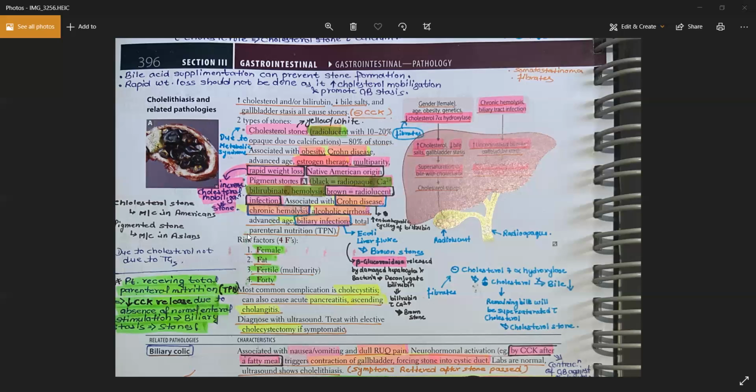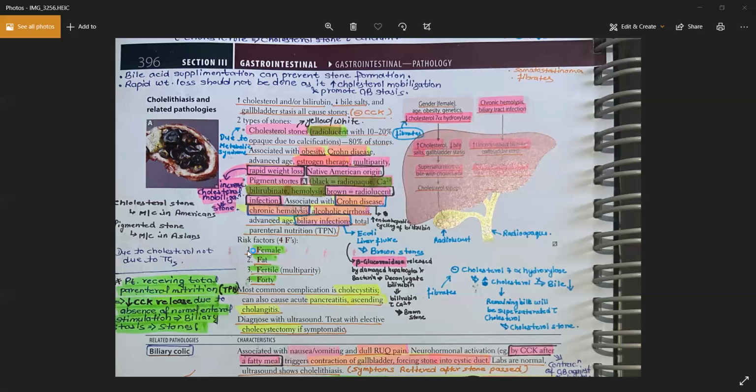Could you please explain why Crohn's causes pigment stones also? Because you have a low level of bile salts. If you have a low level of bile salts, then it doesn't matter if you have a normal level of cholesterol or bilirubin. Okay, so decreased bile salts will lead to an increase in cholesterol stones as well as pigment stones. Yes, exactly. Okay, thank you.